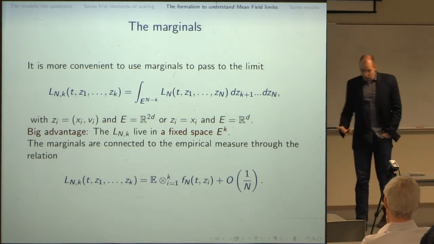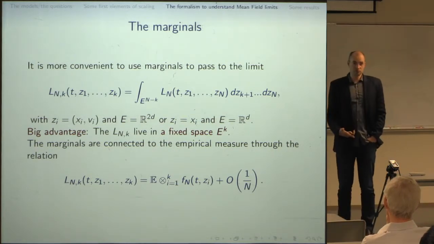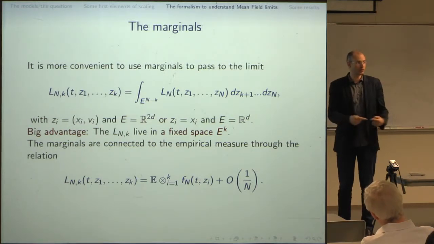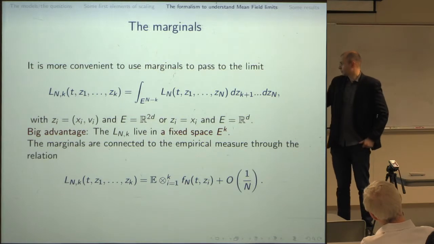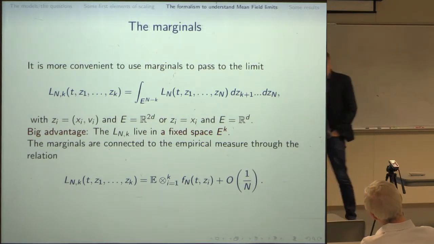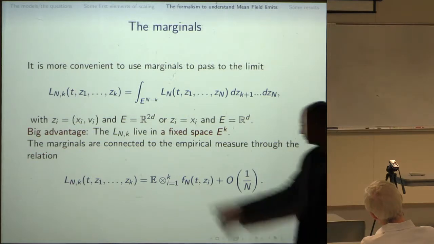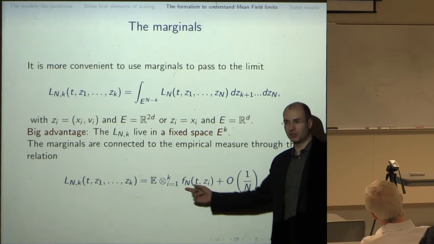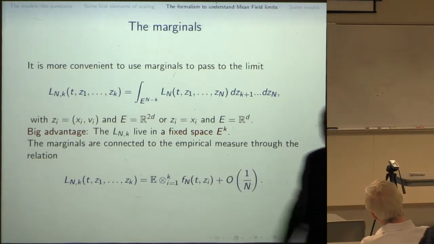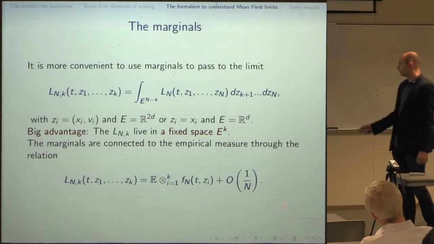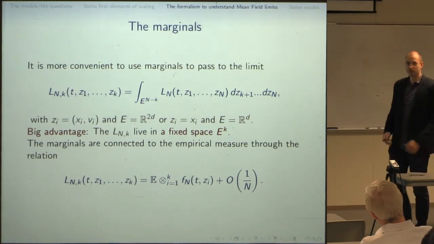You might say, okay, so those are two formalisms and there should be some way of connecting them, and yes, there is. So you have this formula. Essentially, the k marginal, you can see it as you tensorize k times the empirical measure. You take the expectation of that, and this is your k marginal, up to a lower order term.